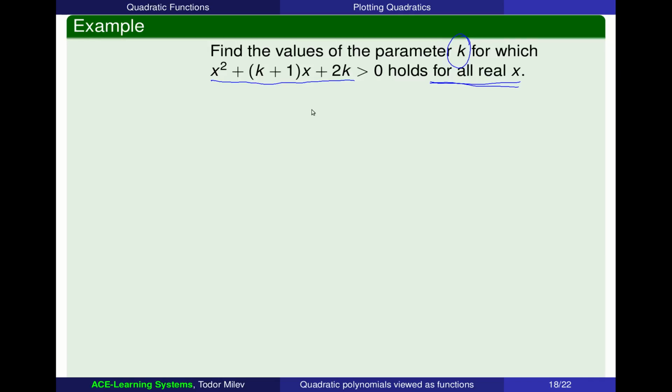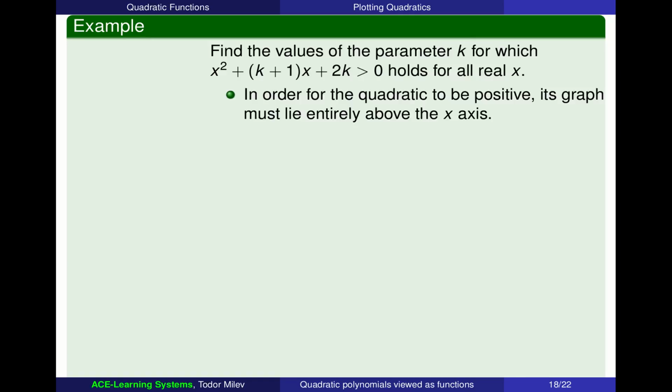So once again, here I'm having infinitely many quadratics. For every value of the parameter k, I'm having one quadratic. And I'm trying to adjust the value of the parameter k so that for all values of x and that fixed value of k, I get something positive. So I want to fix k so that no matter how nasty I choose x, I always get something positive.